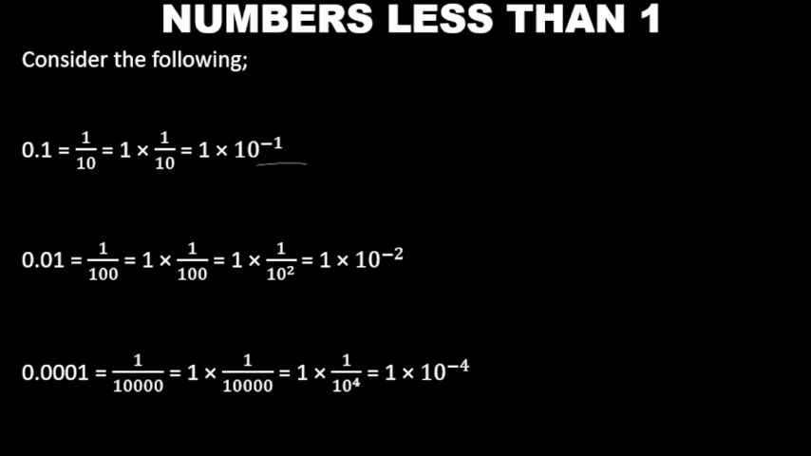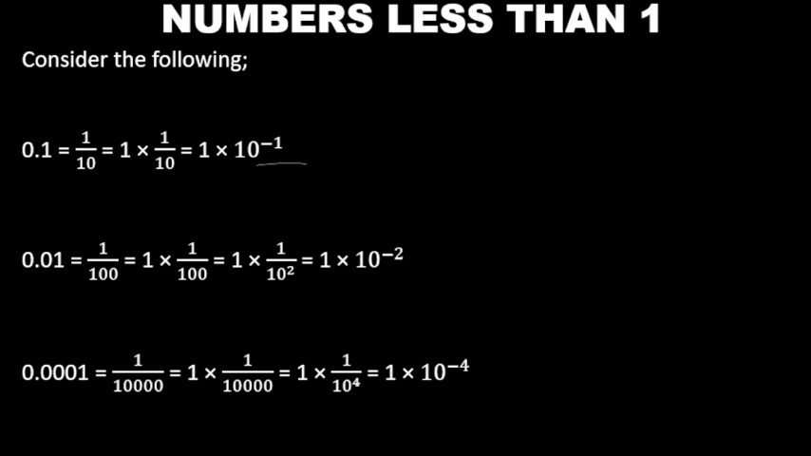Okay, so let's continue. So that will be 1 times 10 raised to the power of minus 1, because 1 over 10 is the same thing as 10 raised to the power of minus 1. Okay, the same way, 0.01 is the same thing as 1 divided by 100, which equals 1 times 1 over 100. 1 over 100 is the same thing as 1 over 10 raised to the power of 2. Remember, 100 is the same thing as 10 times 10, and 10 times 10 is equal to 10 raised to the power of 2. So we have 1 times 1 over 10 raised to the power of 2.